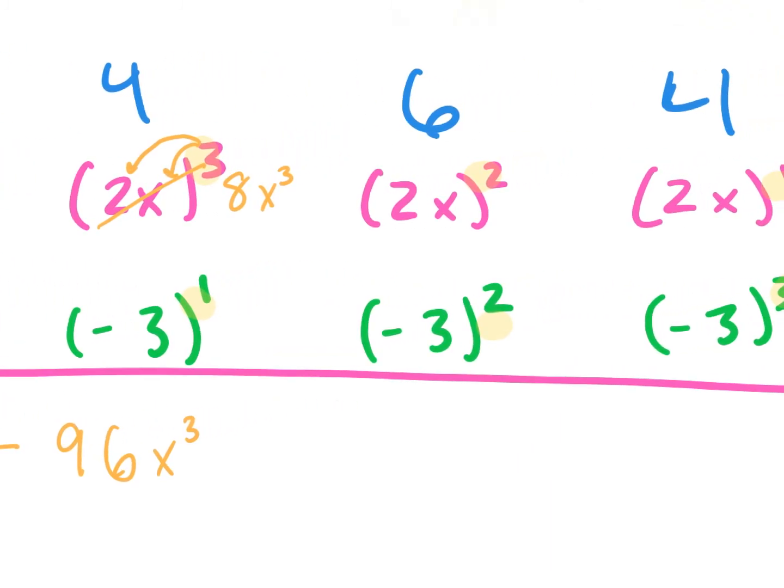So then for the next one. Now that squared gets distributed to both things on the inside. So it's 6 times, this becomes what? What's 2 squared? 4x squared. And then what's negative 3 squared? 9. So it's 6 times 4 times 9 times x squared, which is 216x squared.